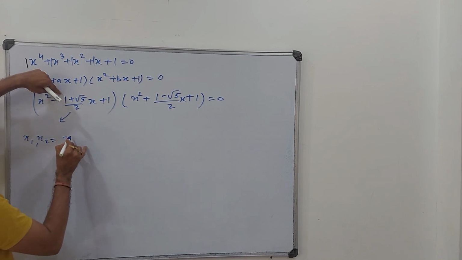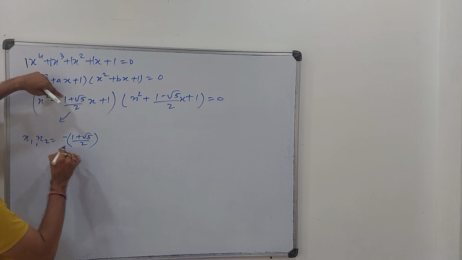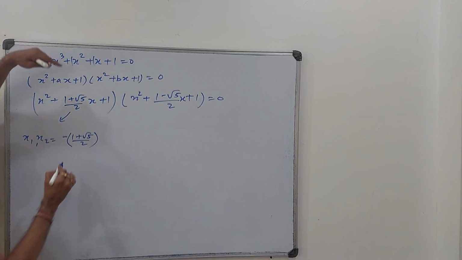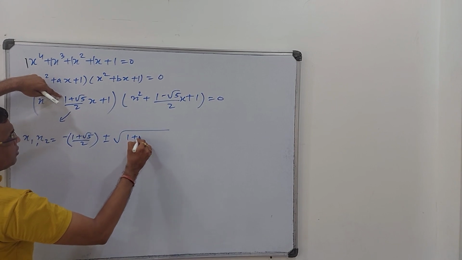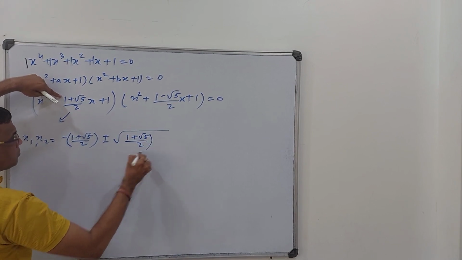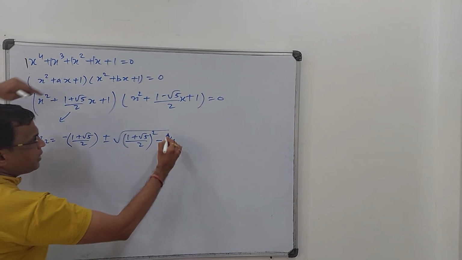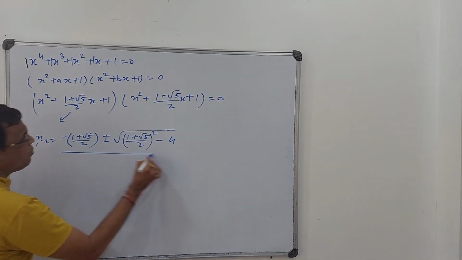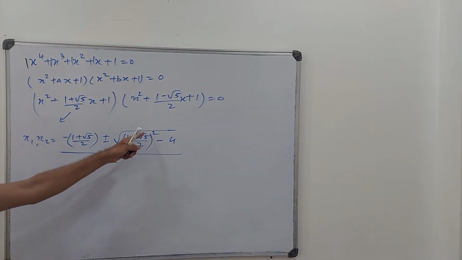Minus b. So it will be minus of (1 plus root 5)/2 because this is complete b. We are comparing with the general rule: minus b plus or minus under root of b square minus 4 into 1 into 1, and upon 2a. So it is 2. So let us solve this first.